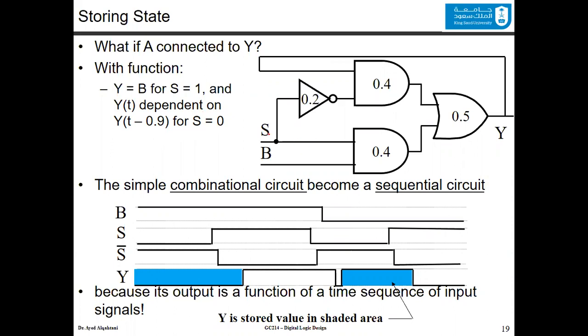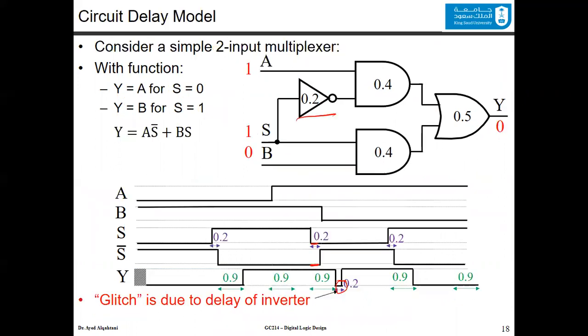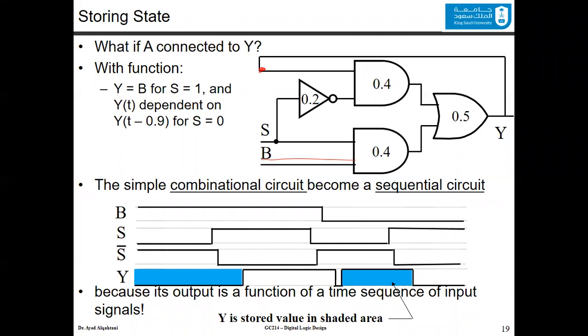So now you are still multiplexing here, you are making a choice. If s is equal to 1, you will choose b. If s is equal to 0, you will choose the value of y, but you still have a delay of 0.9 nanosecond. So the simple combinational circuit that we had before is now becoming a sequential circuit because of this feedback. You can compare the behavior from the previous slide and the next slide. You will see that the timing diagram is the same.